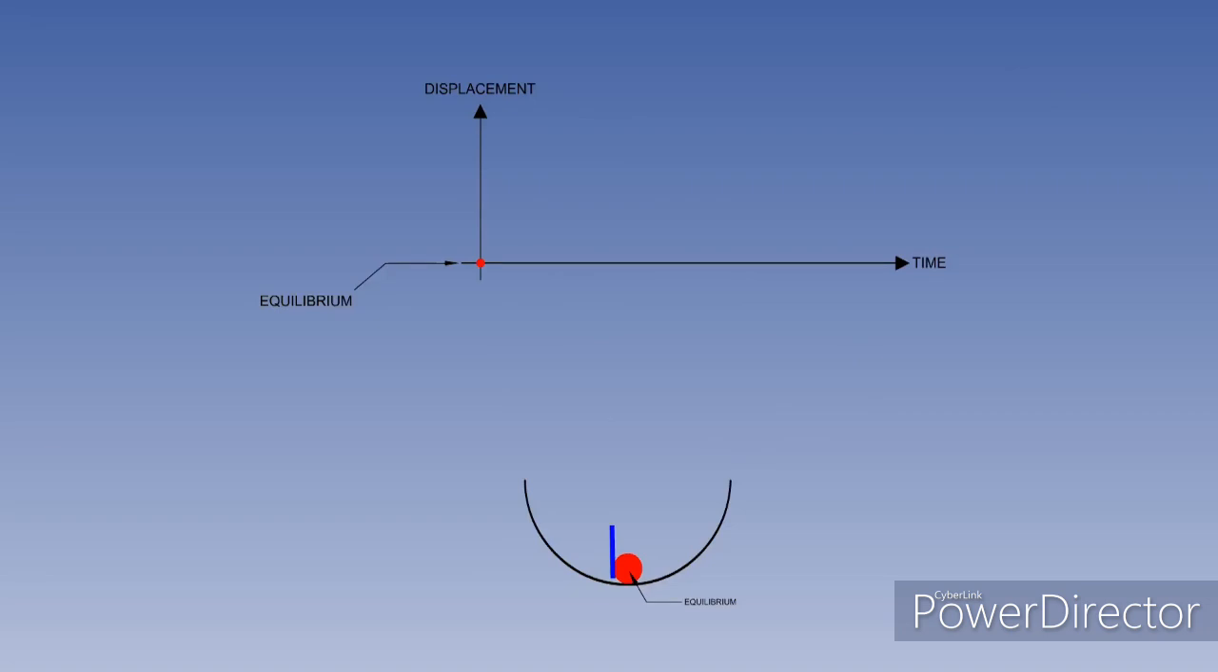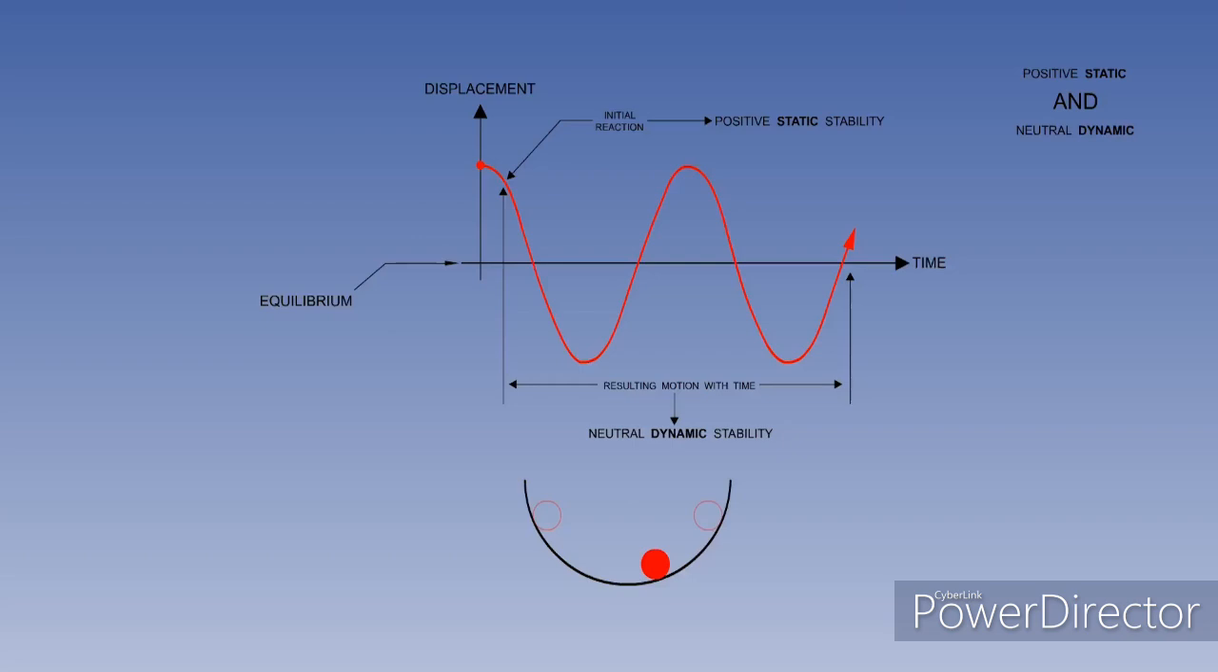Let's reset the graph and include the ball in the bowl. Displacement takes place. The disturbing force is removed, and the initial movement back towards equilibrium begins. Over a period of time, there is continuous oscillation through equilibrium, with no damping of motion. An illustration of positive static and neutral dynamic stability. Clearly, energy is being added for this to occur.